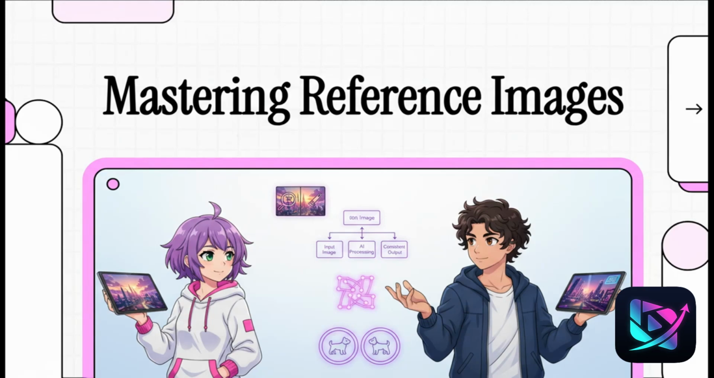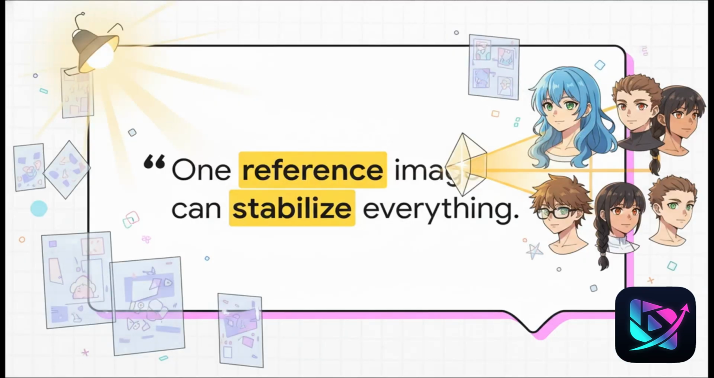All right, today we're going to unlock one of the most powerful, maybe the most powerful technique for getting consistent results from your AI. We're talking about mastering the reference image. This right here, this is the whole idea. One reference image can stabilize everything. It's such a simple little thing to add to your workflow, but it completely changes the game. It takes you from, I don't know, random guesswork to creating something that looks deliberate, professional, and exactly like what you had in your head.